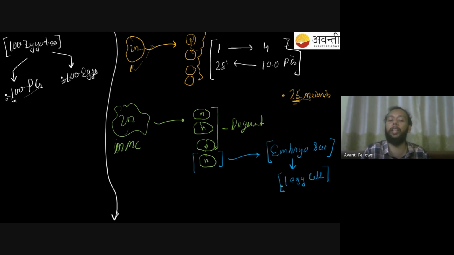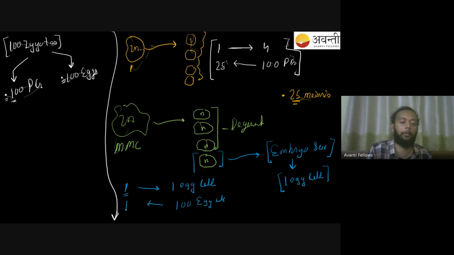Now think in this way. When you do one-time meiosis, you get 1 egg cell. So if I want to have 100 zygotes, I need to have 100 eggs. If I need 100 eggs, how many times do I have to do meiosis? 100 times. So here I have to do meiosis 100 times, and here I have to do it 25 times. So what will my total be? 125 times.